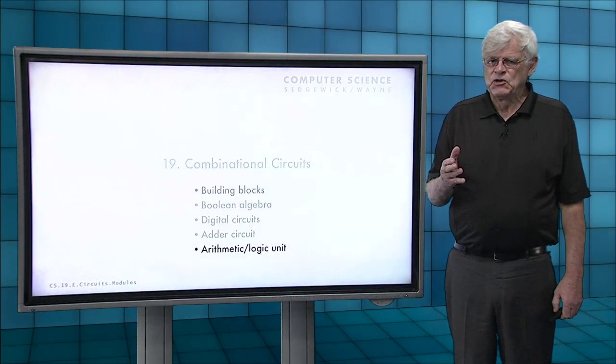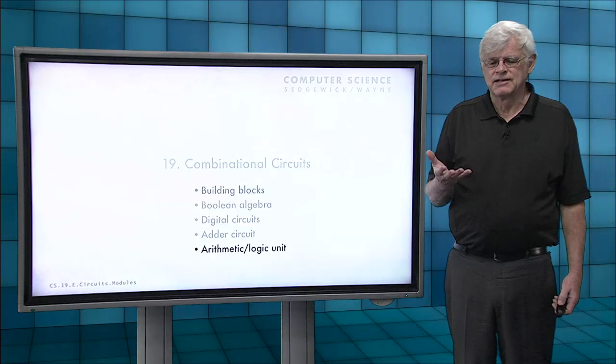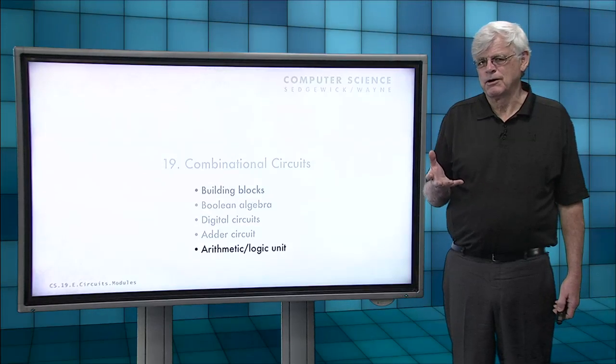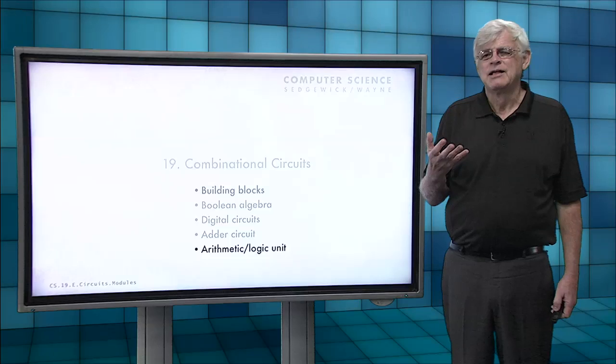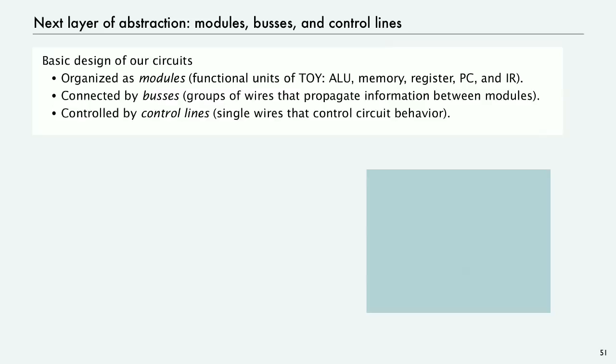The arithmetic logic unit is a big combinational circuit that takes a substantial part of the real estate of any computer chip, so that's what we're going to look at next. We're going to move up one more layer of abstraction. Our computers are organized as modules that correspond to the functional units of the computer. So we know we need a memory, a register, the PC, the IR, and the ALU, which does all the calculations.